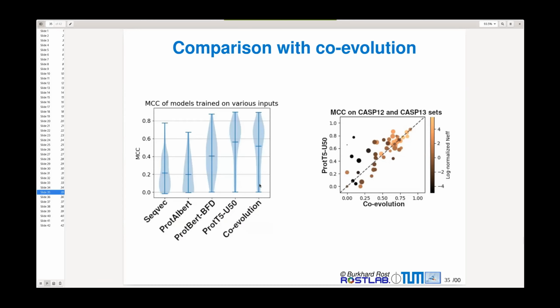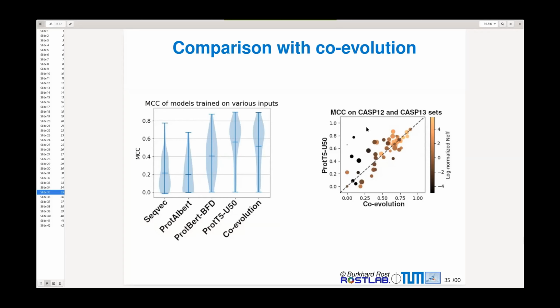And what you see here are violin plots based on the MCC of the validation set. And of course, what we wanted to beat was the co-evolution baseline. We wanted to get above that. And well, it was a long way to get there. The earlier language models didn't do this at all. But now with the ProtT5 model, we are actually significantly better than our own co-evolution baseline.